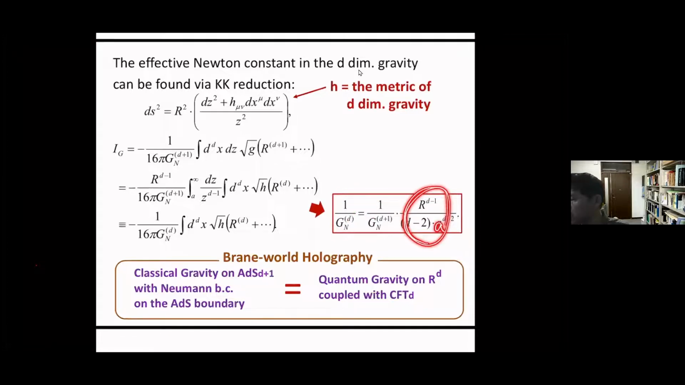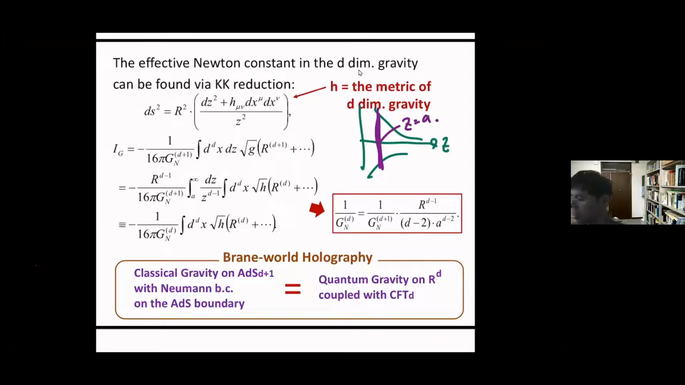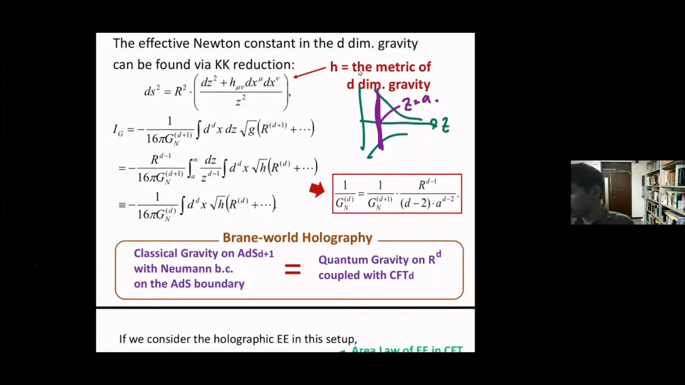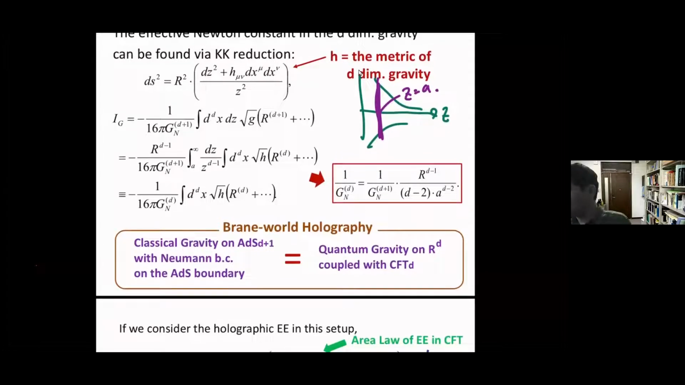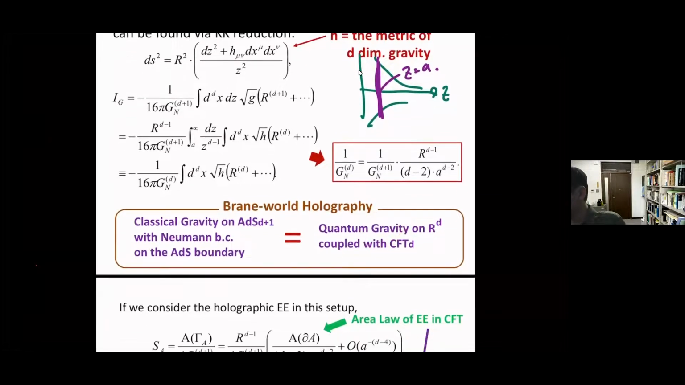That way we can relate the higher dimensional Newton constant to the lower dimensional Newton constant with some factor. Right, this A is a cutoff scale. A is just as we introduce this Z direction, and we introduce Z equal A. And this is the effective Newton constant for this theory. And we can actually see the implication of this relation.